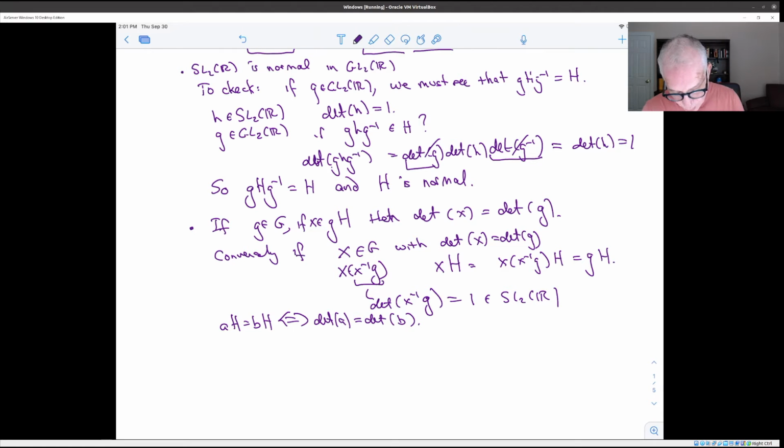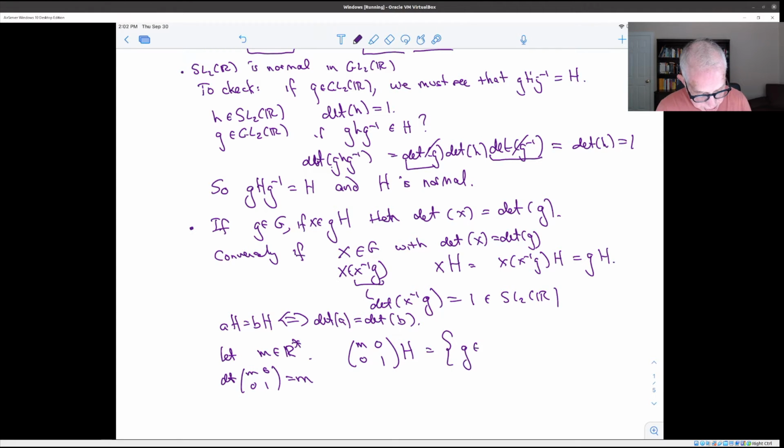And maybe more explicitly, if we let m be an element in R star, then if we look at the coset given by the matrix m, every coset is of this form, because this matrix has determinant m. And so this is the set of matrices g in GL2R, where the determinant of g equals m. So every coset basically corresponds to a possible determinant.